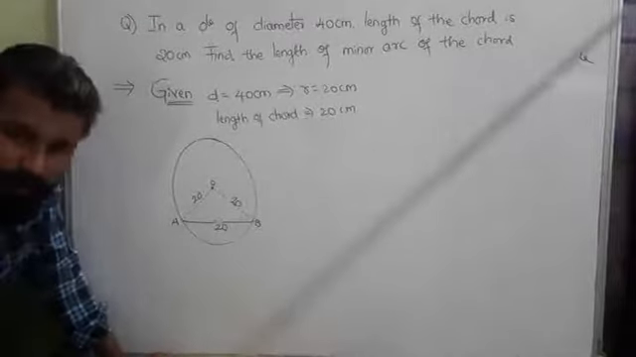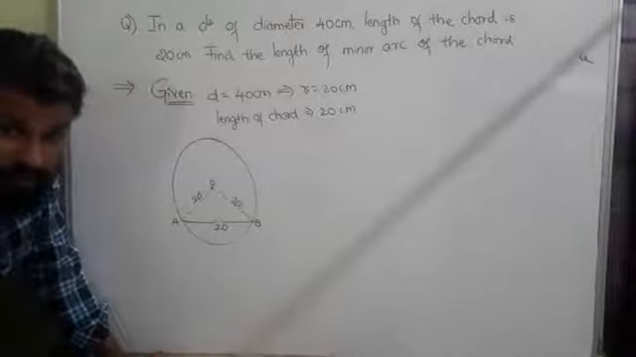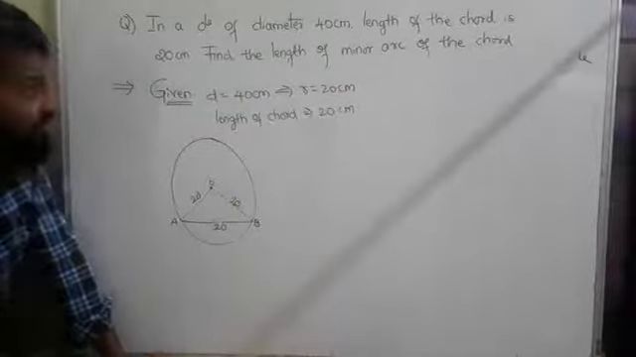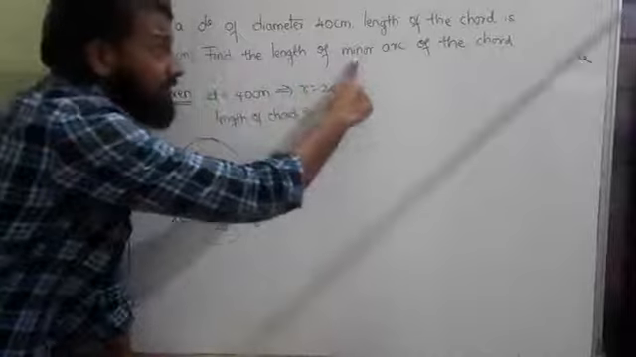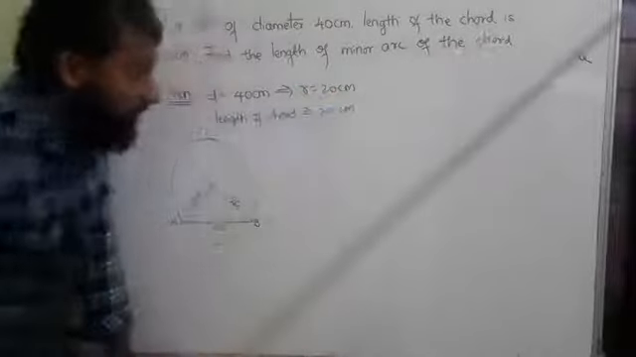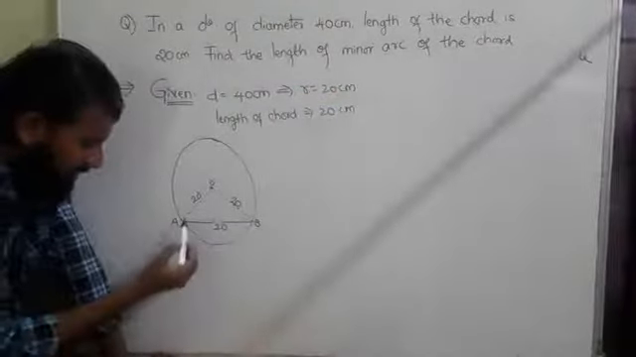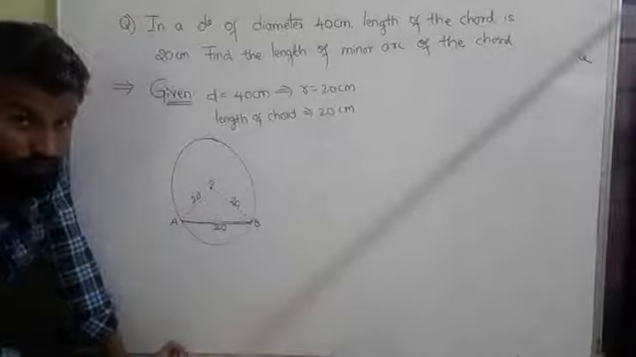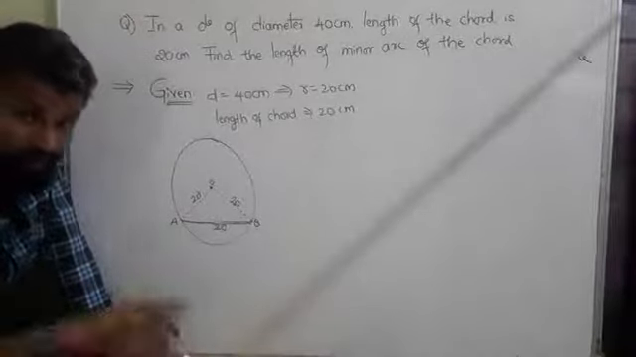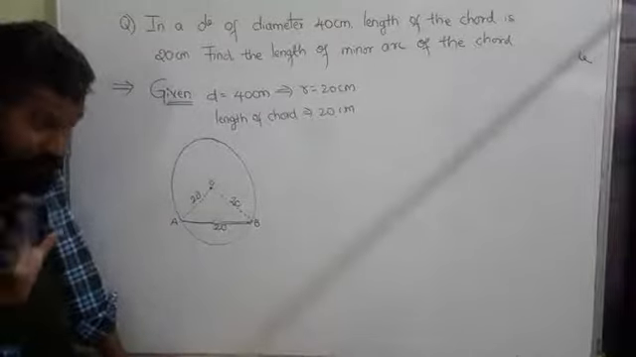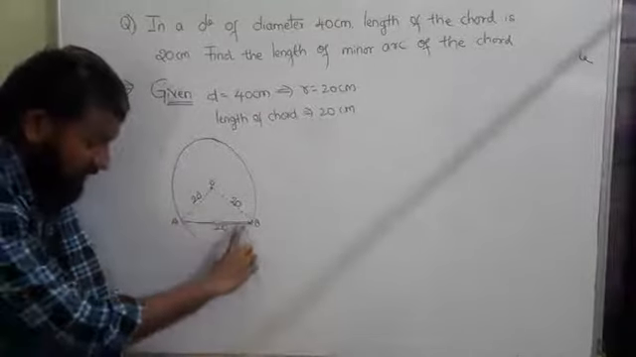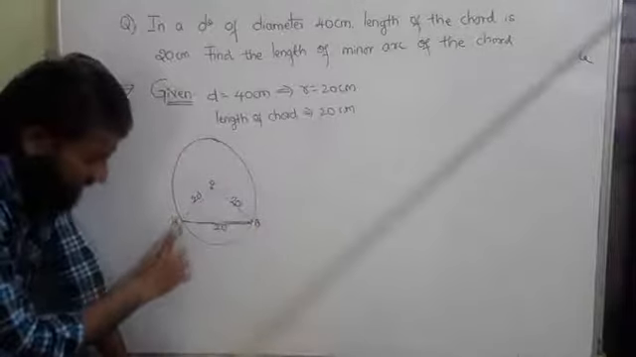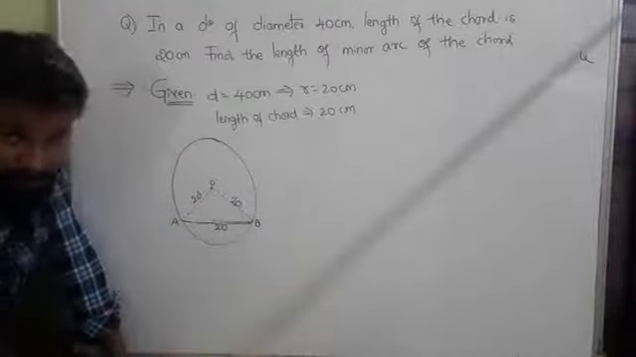But why am I doing all these things? Am I required to do this one? No, right? Let's see what the question is asking. Find the length of the minor arc of the chord. So if I have this as the chord, it always makes two arcs. One is major arc, one is minor arc. See, this is chord. This above thing will be major arc and the below part is minor arc.